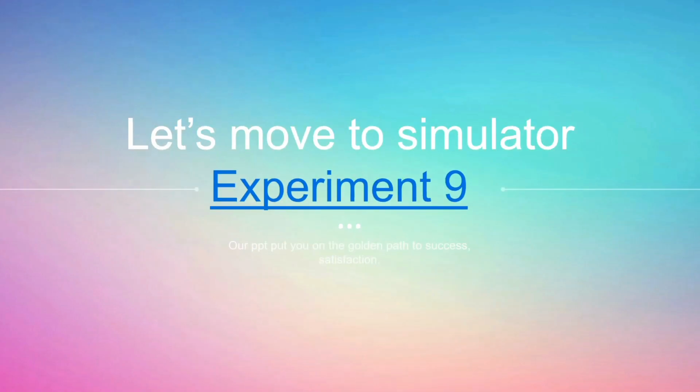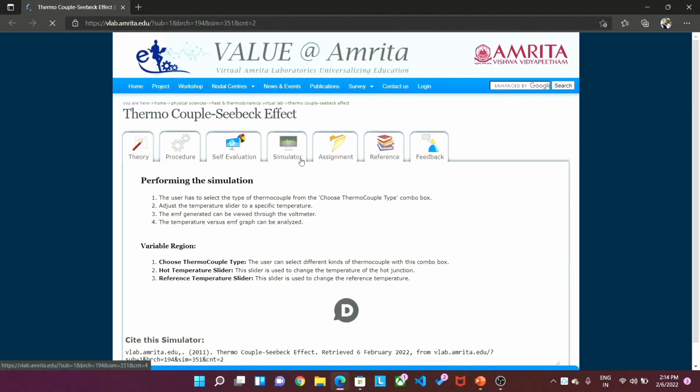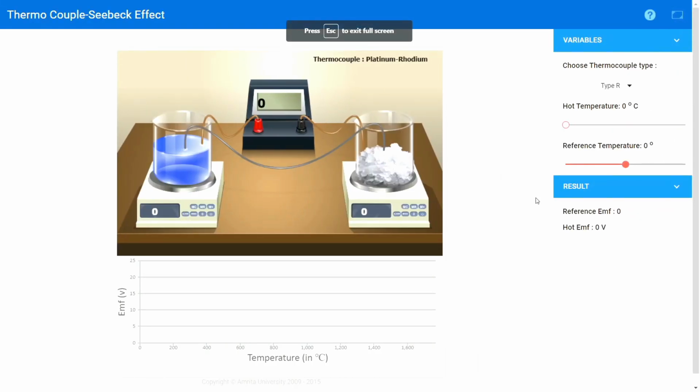We have to move to the experiment. So we click here, and here is the simulator. See, there are two different temperature platforms. First we take a reference, which we set at 0 degrees, and then we choose the higher temperature. As I told you previously, the reason for taking two different conductors is to get a voltage, otherwise the whole system cancels out and we get no EMF.